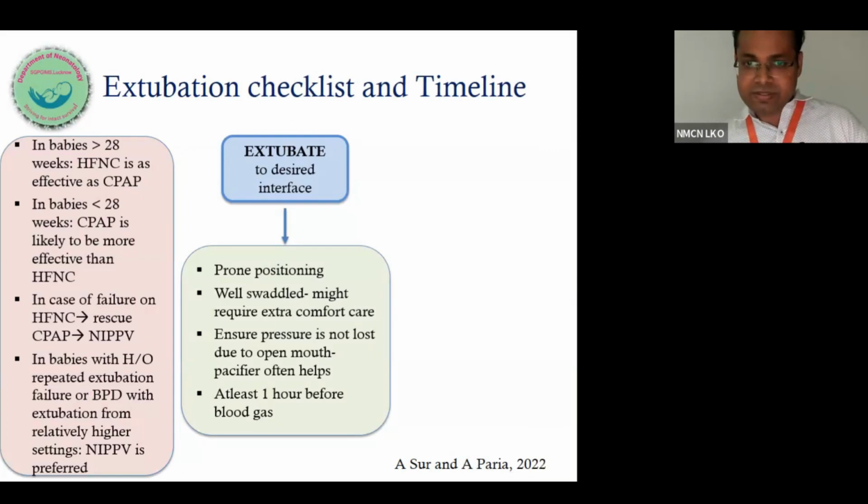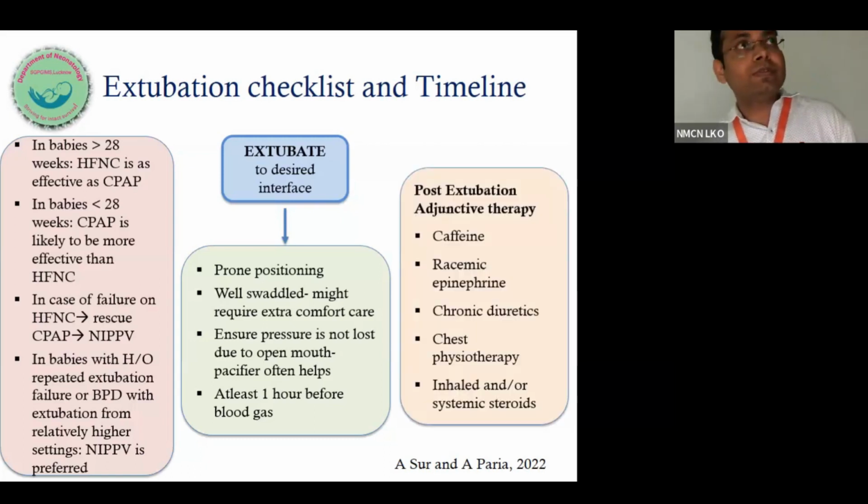So once the child has been extubated, the child can be kept prone or swaddled. This also ensures that the pressure is not lost due to mouth opening. The pacifier can be used, and we can send the blood gas after 1 hour. Post-extubation adjuncts include caffeine, nebulization with epinephrine, which can be given in the dose of 0.5 ml per kg, maximum of 5 milligram. Then diuretics can be used.